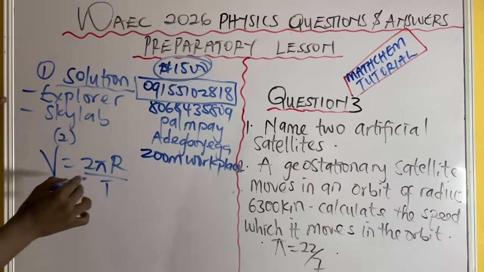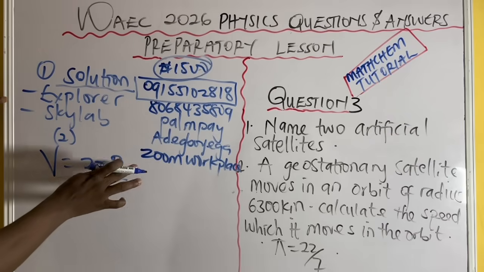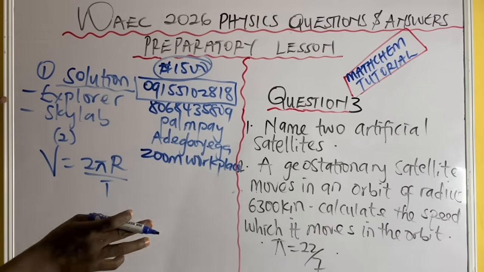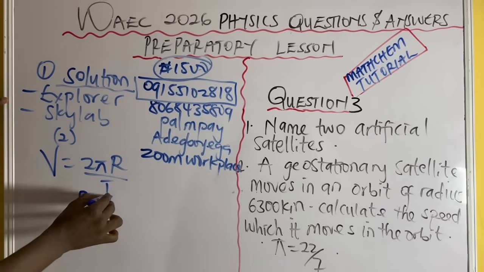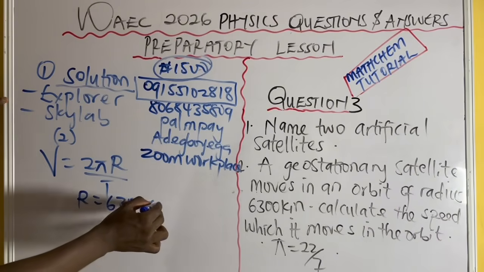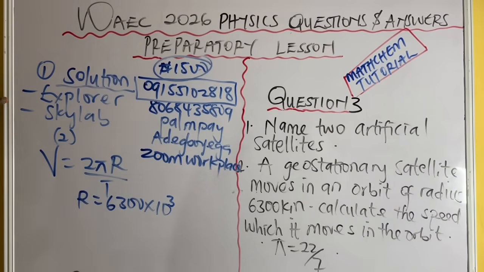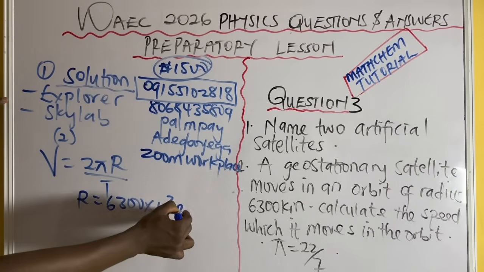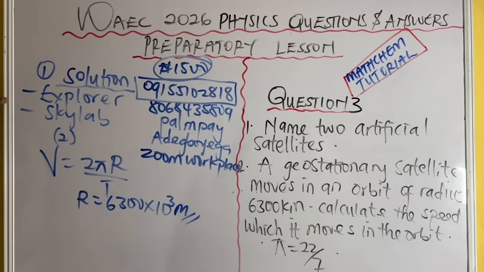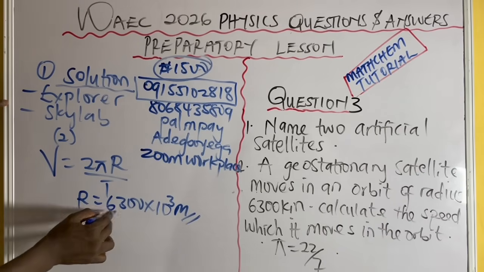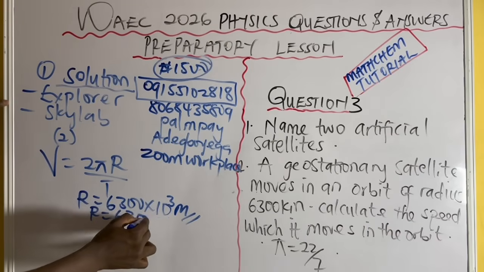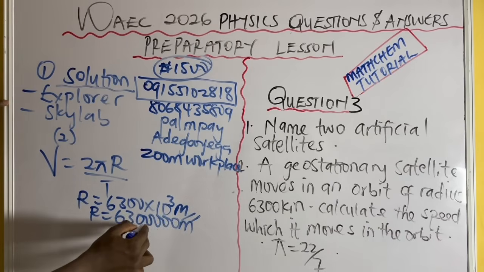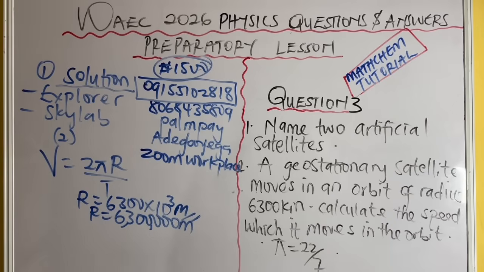Calculating this now, firstly you have to change the radius to meter. It's in kilometer, so change it to meter. Then r is going to be 6,300 times 1,000. If you multiply this, just put meter there. You can leave it like this, or let me add the zeros together. That will be r equals 6,300,000 meter. So we have this as the radius.